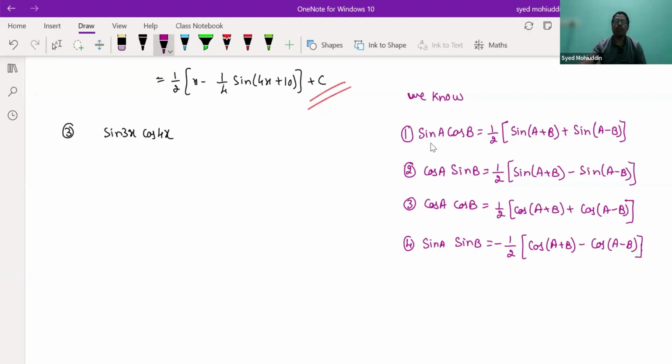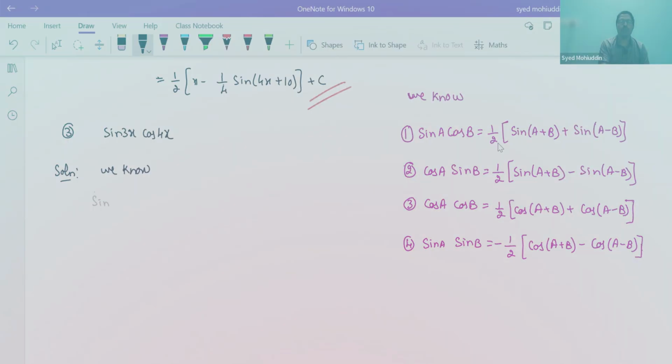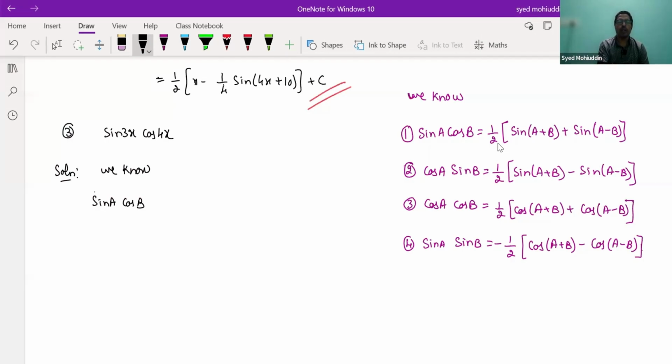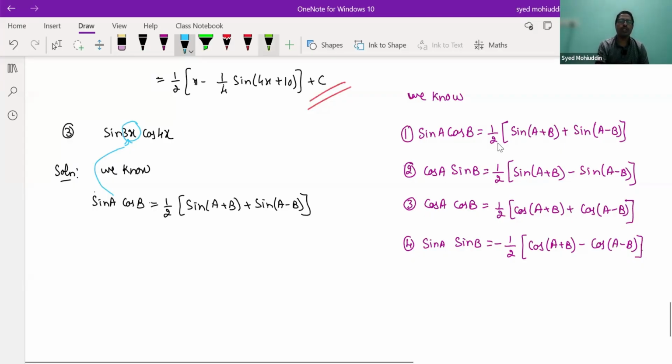Getting it? So sin A cos B corresponds to the first formula. So if you observe over here in this case, your A value is 3x. So let us write down. We know this formula, sin A cos B will be nothing but half times of sin of A plus B plus sin of A minus B. The value of A is what? In this case, the value of A is 3x. And what is the value of B over here in this case? The value of B is 4x. So let us try to plug in.